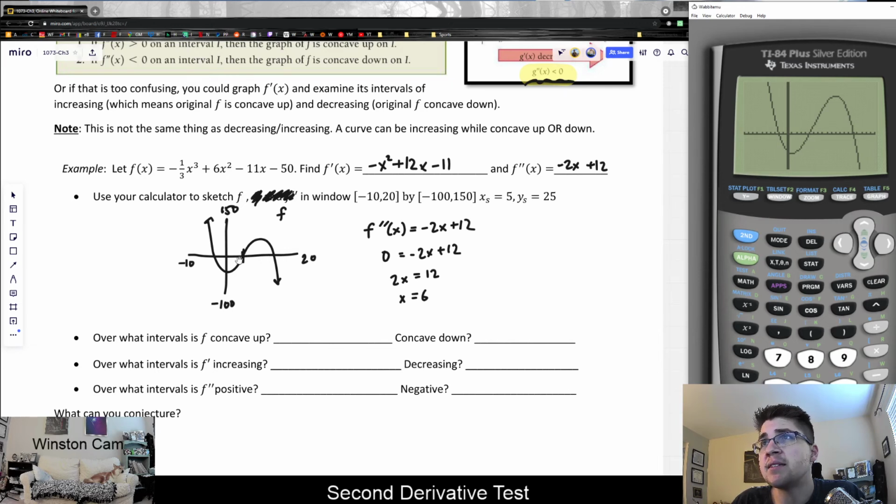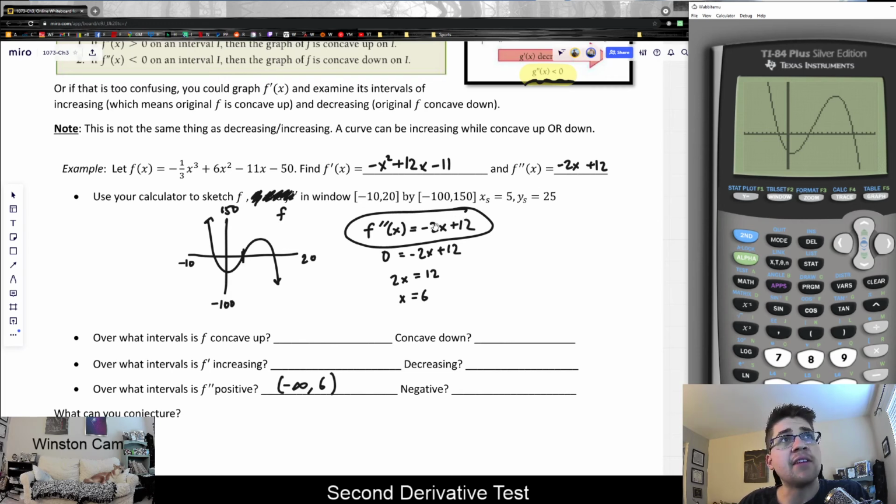And that would be consistent with when the second derivative is positive. If we look at the second derivative, you can always just plug numbers into this. Let's say we plug in a negative number. This is always going to be positive when any negative is plugged in. So basically, f double prime is positive on the interval from negative infinity up until 6. And then once it hits 6, it becomes 0.